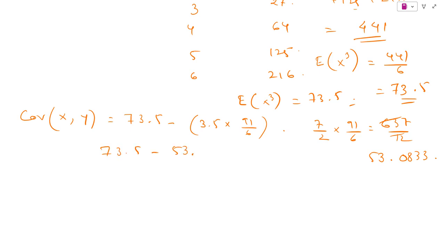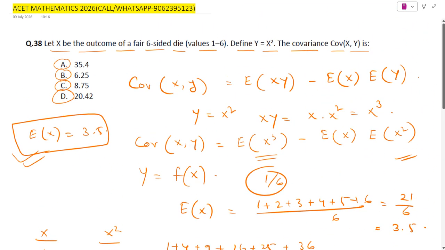Okay. So finally, 73.5 minus 53.0833. So this is 20.4167, rounding to two decimal places, 20.42. Okay, so what will be the answer? The covariance is 20.42. Now come to the options. Yes, option number D. Option number D is the right answer for this question.